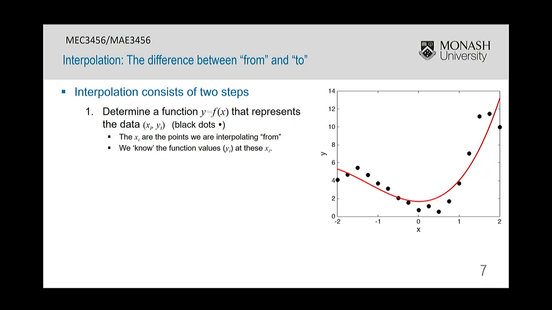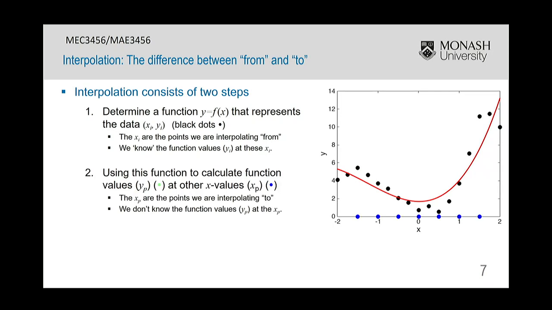And so if our data is those black points there, those are the points we are interpolating from. That's the information that we know. Now I've shown an example here where we fitted a curve using a least squares regression rather than an interpolation, but the idea is exactly the same. We know the function values at the black points, the xi. We fit some kind of function that represents that data. That's the interpolation from. We then use that function to calculate the function values of yp at other values xp.